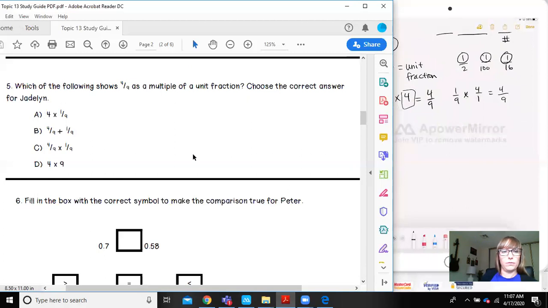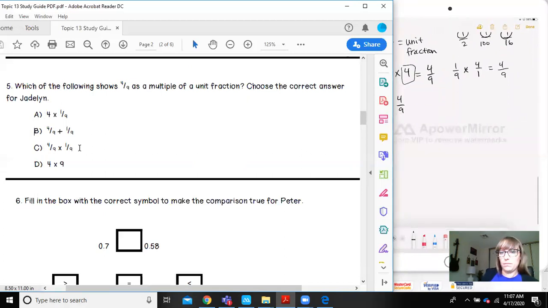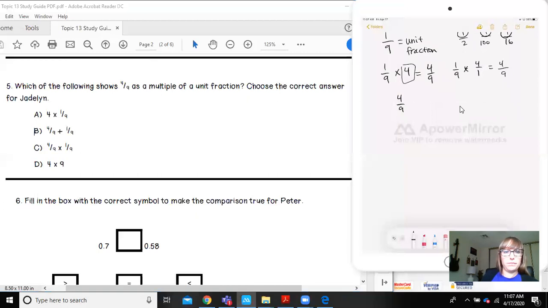Sorry, I lost our stuff for a second there. Okay, here we go. We decided that it's not B. Let's look at C just in case. 4/9 times 1/9. Well, remember, I have to multiply straight across. So 4 times 1 is 4, but 9 times 9 is 81. So that will not work.